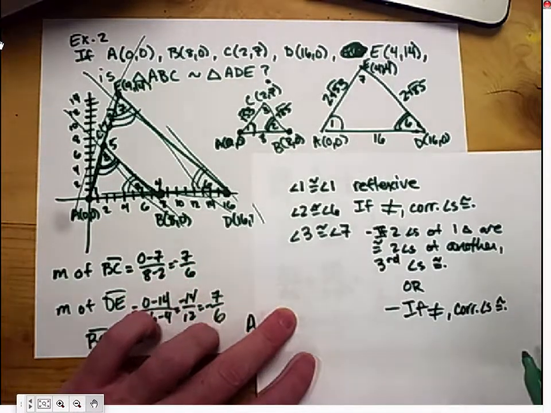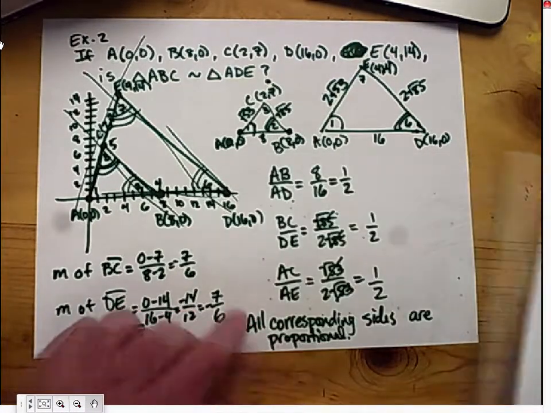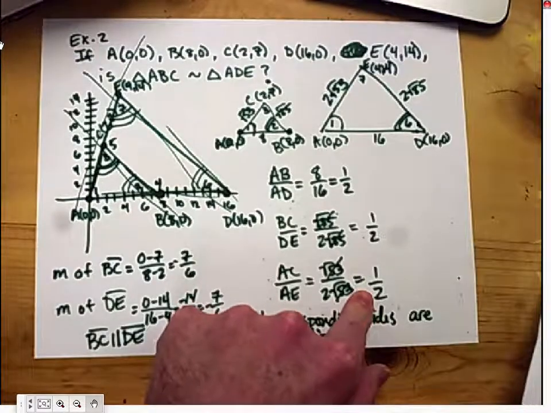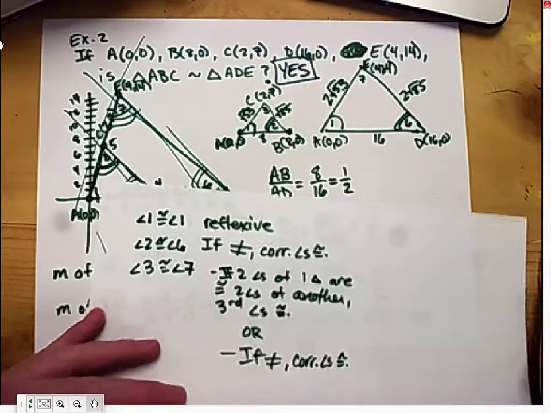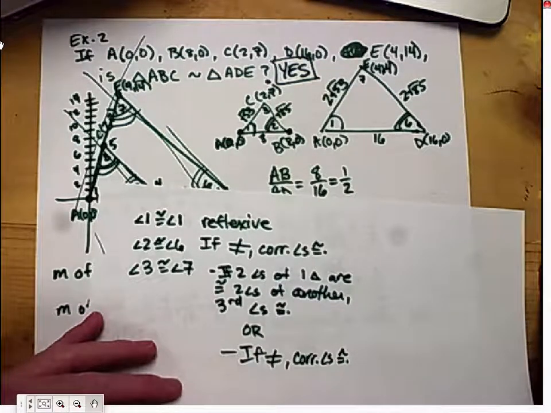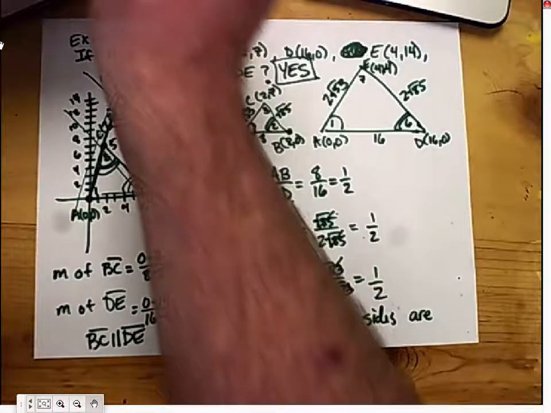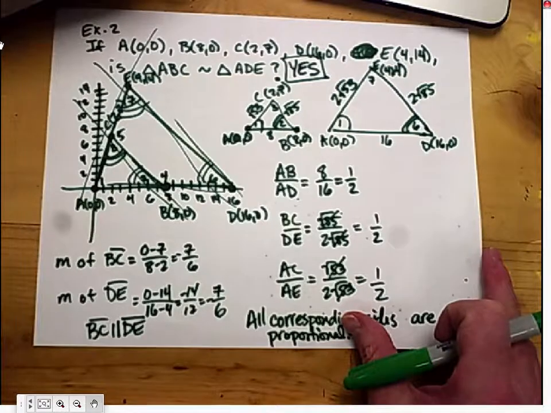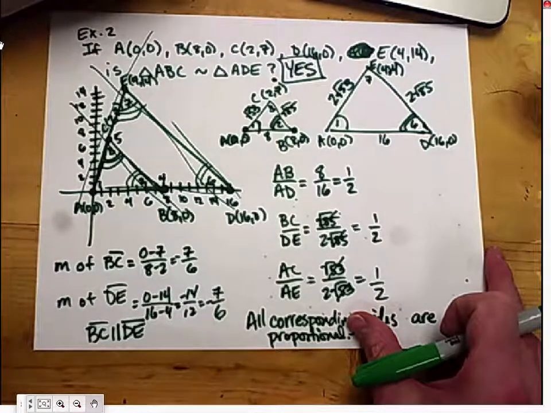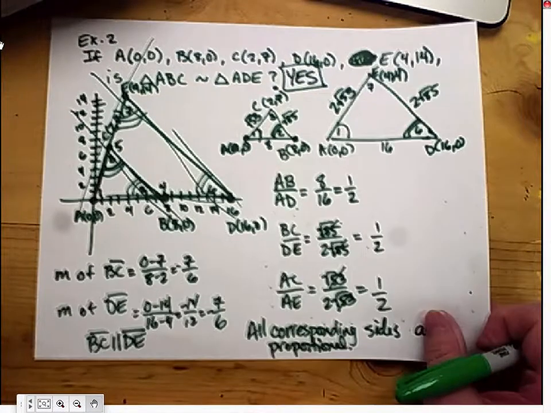Either way, we've now shown all three pairs of angles are congruent. All three pairs of sides are proportional. So, yes, the two triangles are similar. And that's it. Okay? So the only way to prove two triangles are similar is all three pairs of sides have to be proportional and all three pairs of angles have to be congruent. And then that's it.